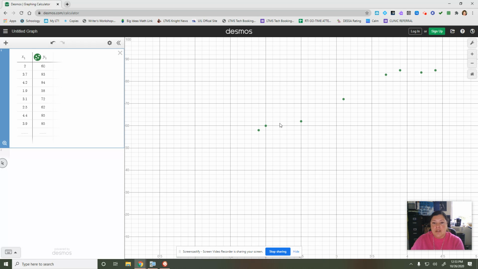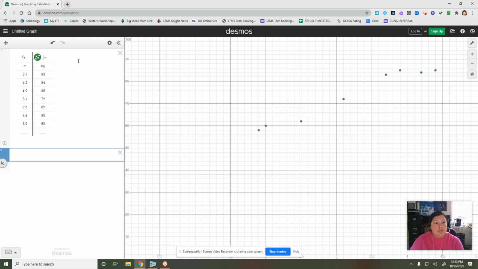So now you can see your scatter plot here on the graph, and we want to run the regression and the correlation coefficient. On Desmos, it's pretty easy. We're going to go up to the plus key again here, and we're going to click on expression. But this next part is important. This is going to make the difference.